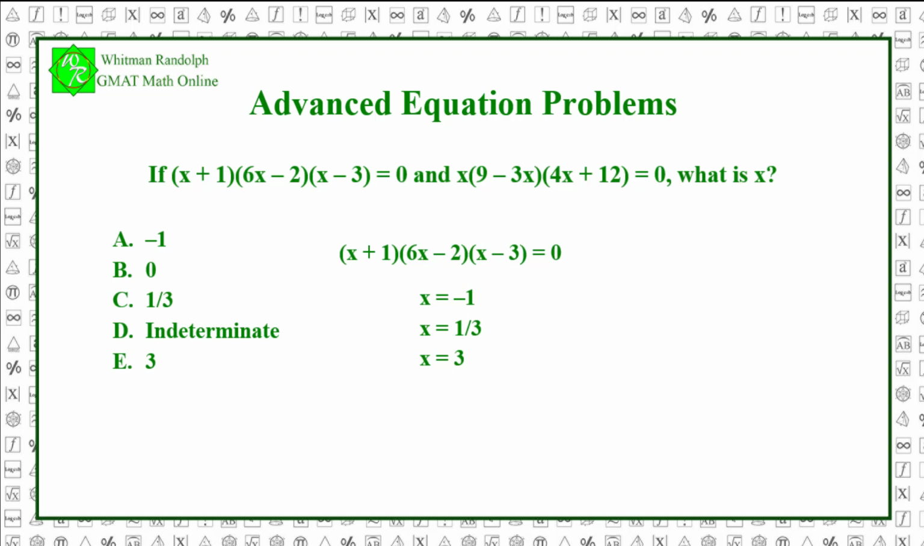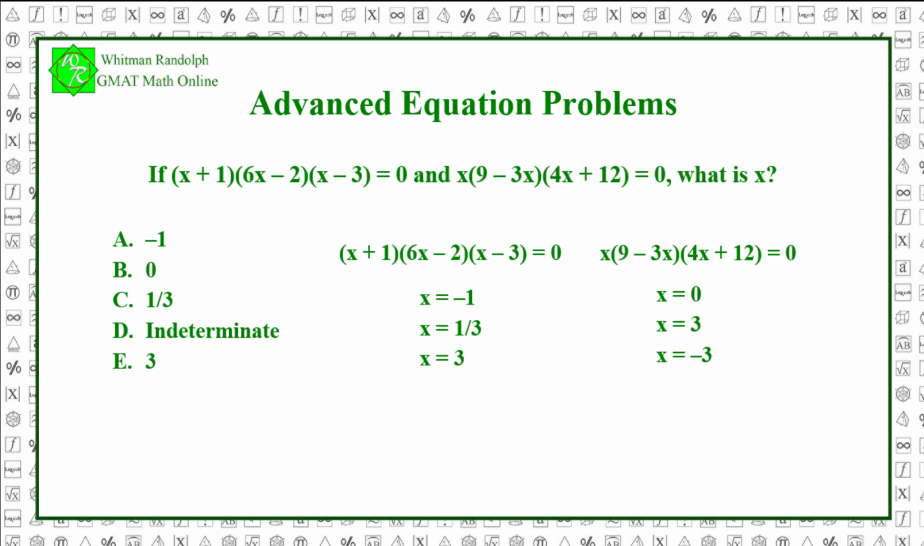The second equation, x times 9 minus 3x times 4x plus 12 equals 0, also has three factors, each of which could be 0. This gives us three possibilities for x. X equals 0, x equals 3, and x equals minus 3.